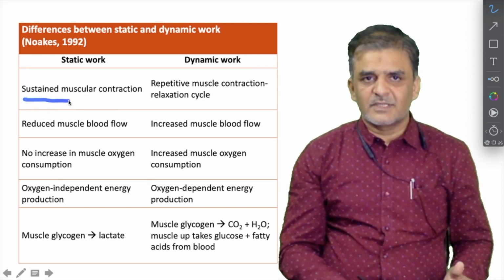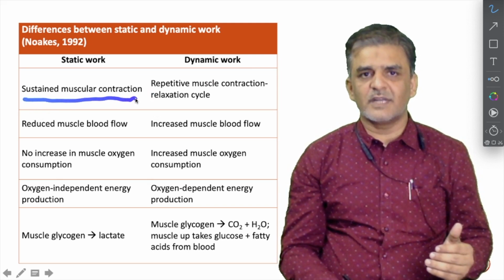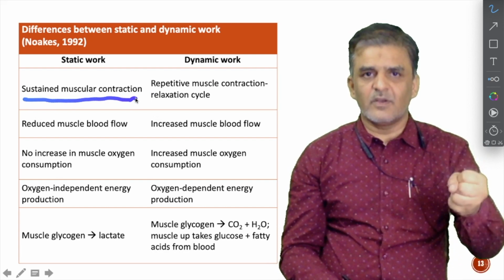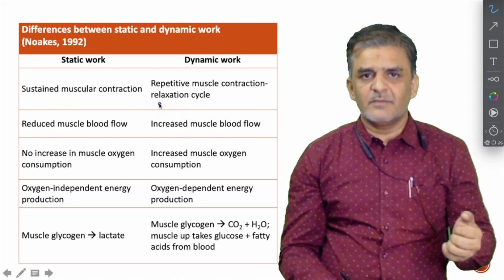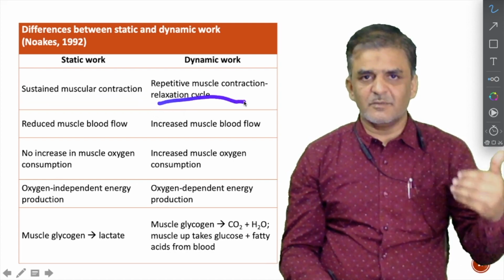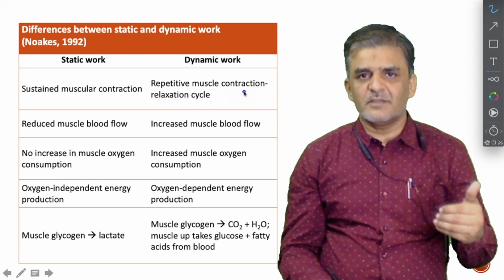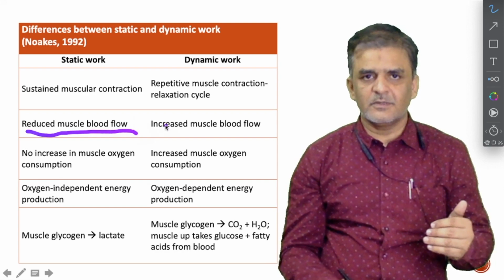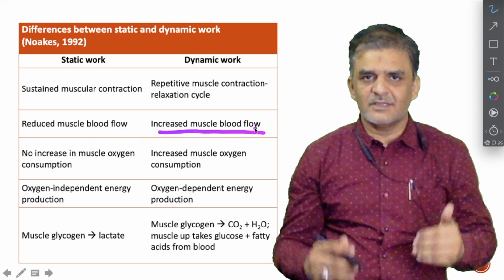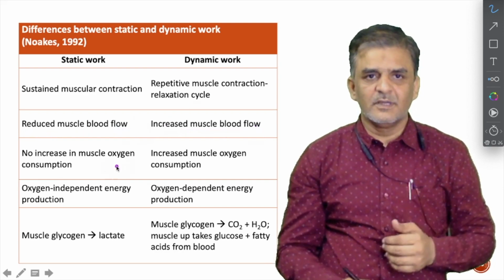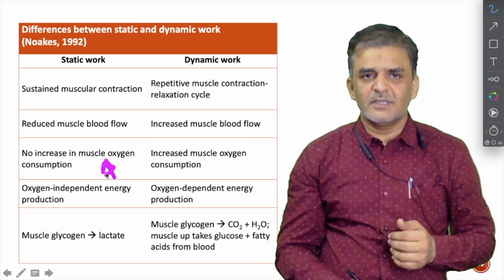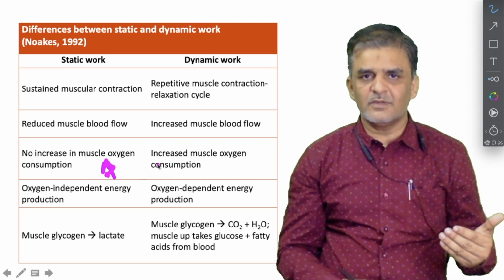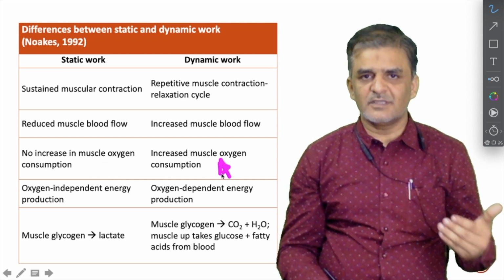In statics, there is sustained muscle contraction. For example, a person is gripping a lever for a longer time. Dynamic: a person is cutting grass on the grass cutting machine, where repetitive muscle contraction is there. In static work, blood flow is reduced. In dynamic work, blood flow is enhanced, improved. Oxygen consumption is not increased in static work because it is an anaerobic kind of work, but here oxygen consumption is increased.